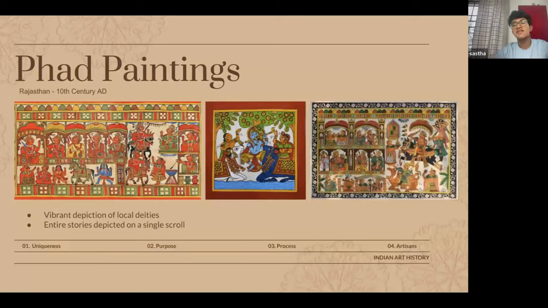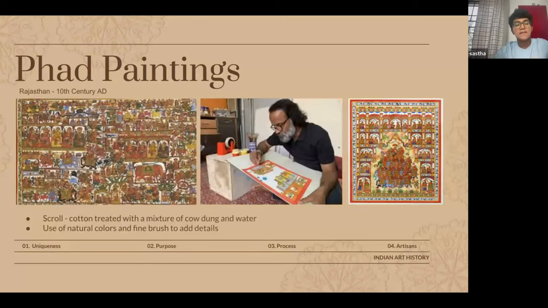The natural pigments, derived basically from minerals and plants, give the paintings a vibrant color. So, moving on, Pat paintings were created through several steps. The scroll is usually made of cotton or canvas, which is treated with a mixture of cow dung and water to prepare the surface.